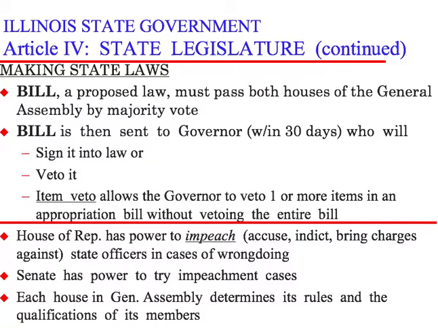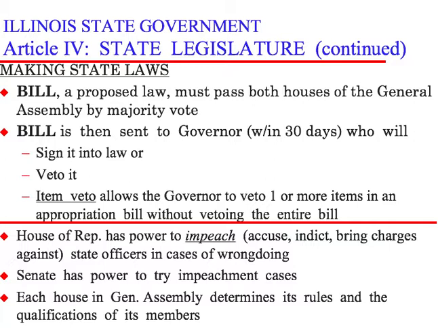Article 4 is about making state laws. A bill, a proposed law, must go to the General Assembly and must have a majority vote to pass. The bill is then sent to the governor, and within 30 days they either sign it into law or veto it. Item vetoes allow the governor to veto 1 or more items in an appropriation bill. This cannot be done by a president of the United States, but can be done by governors.